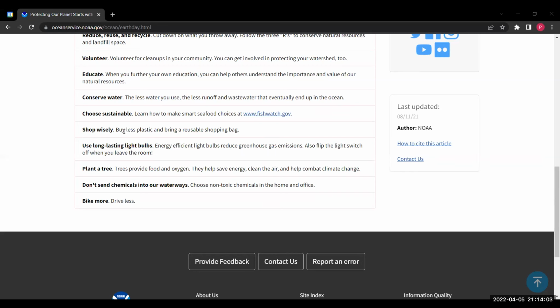Choose sustainable products. So this actually says make smart seafood choices. So you want to protect the fish and make sure it's clean and that it was farm raised properly or whatever.